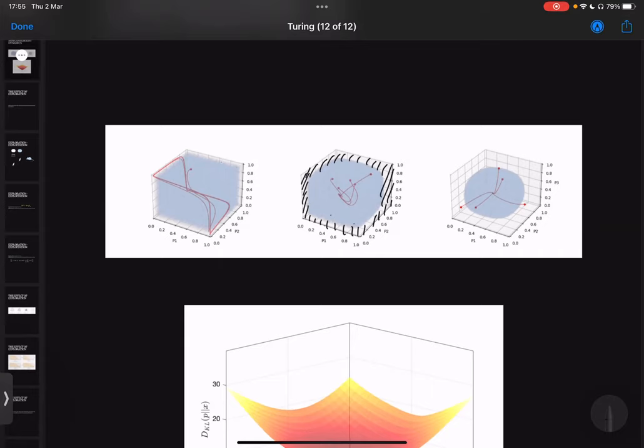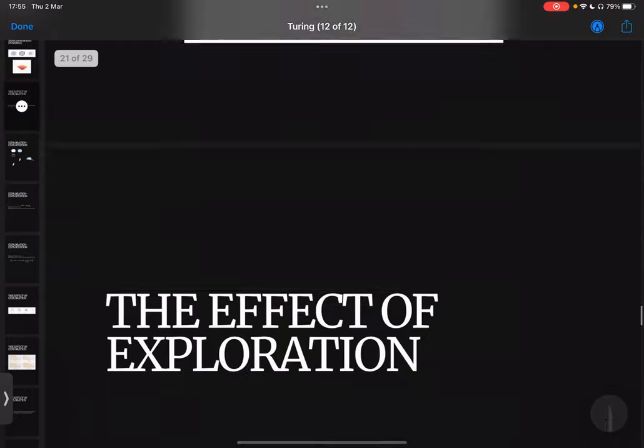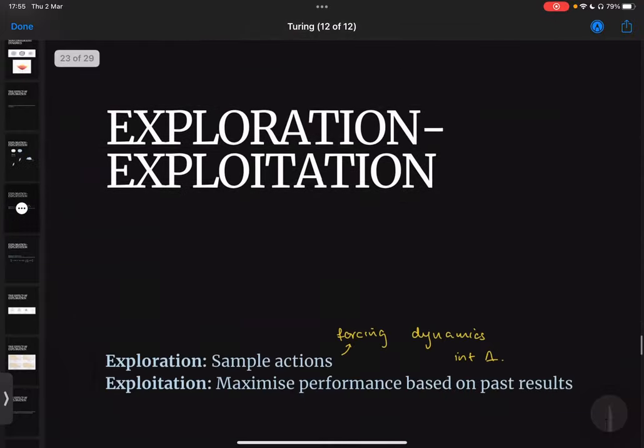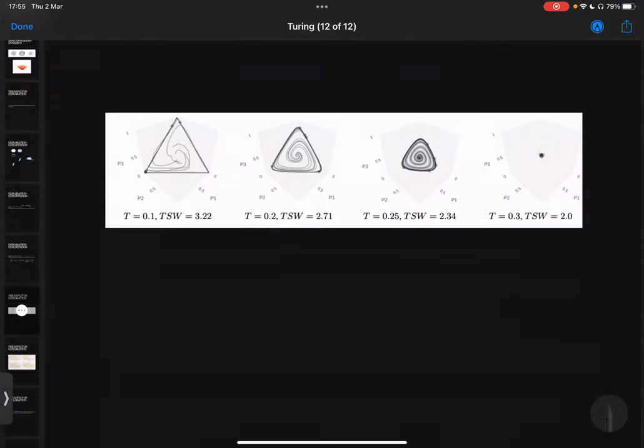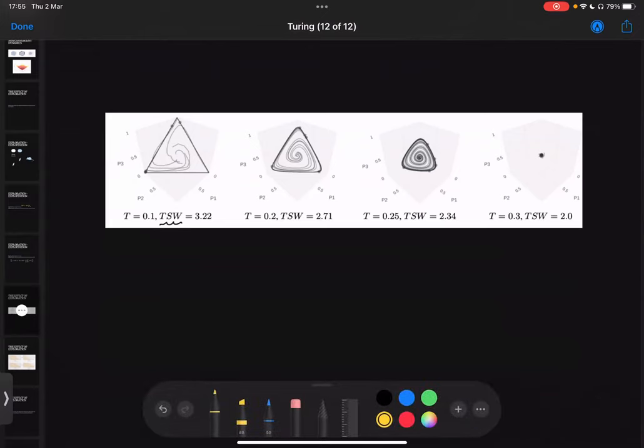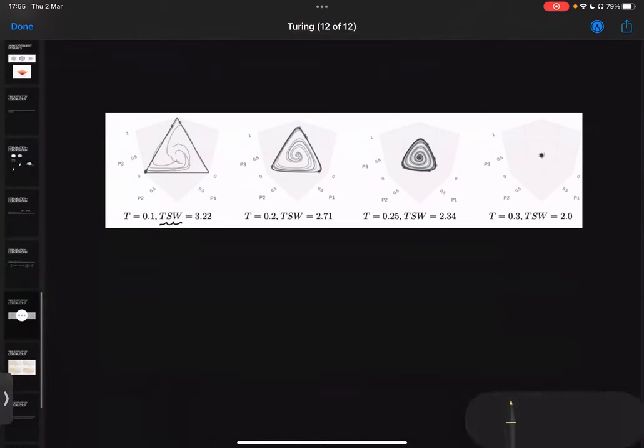But what exploration does, by constricting where in the state space you're allowed to be, which strictly has to be further away from the boundary, is that you no longer have the ability to play scissors 100% of the time. And now you're missing out on all of that payoff that you could have been achieving. And the way that we measure that is through this parameter here, TSW, which I did have a slide for, but I must have got rid of it.